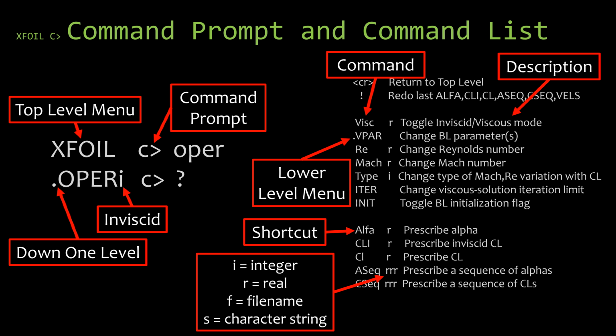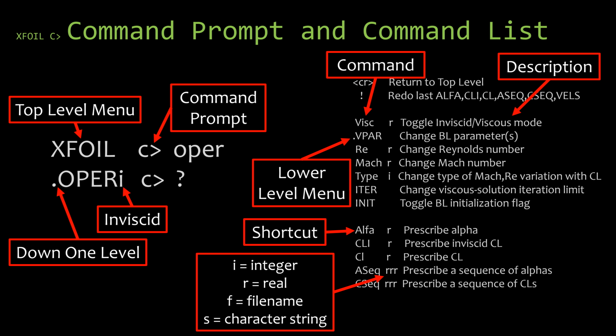So that's one of the shortcuts. And for the second column, this is the parameter column. The letter that you see there just tells you what kind of parameter it is. I have a list of available parameters here: integer, real, file name, character string. So this would be the kind of parameter at which the command is executed.